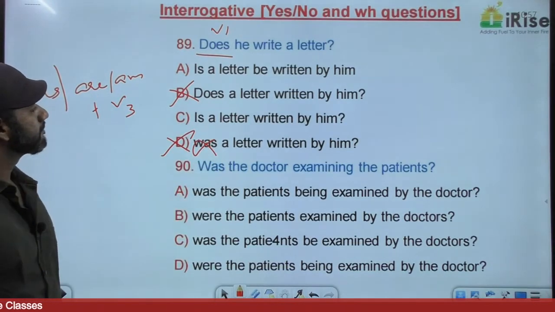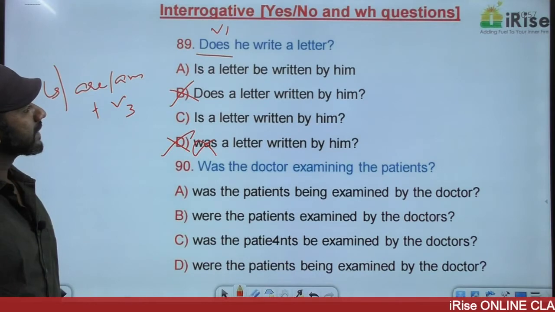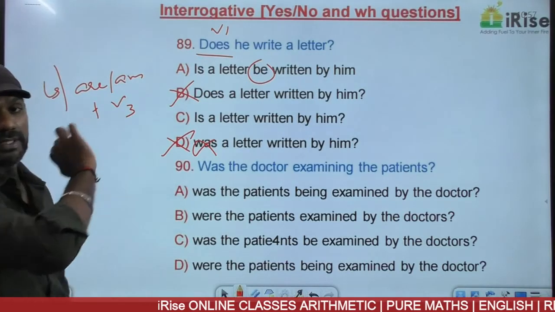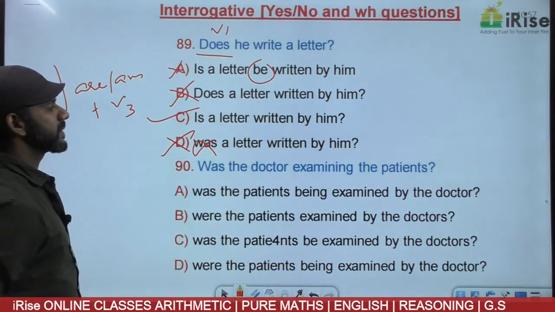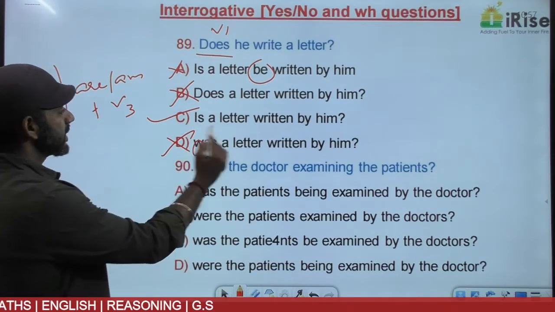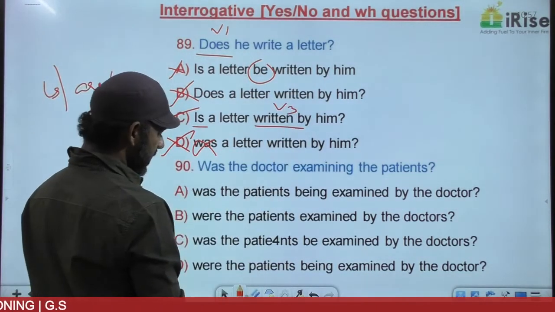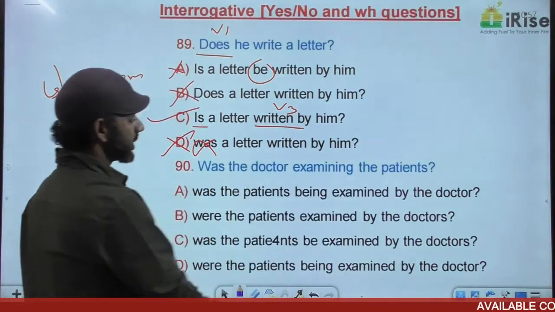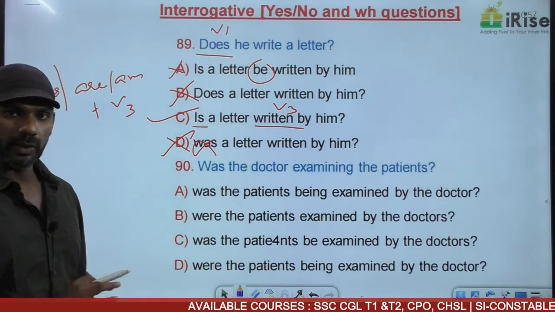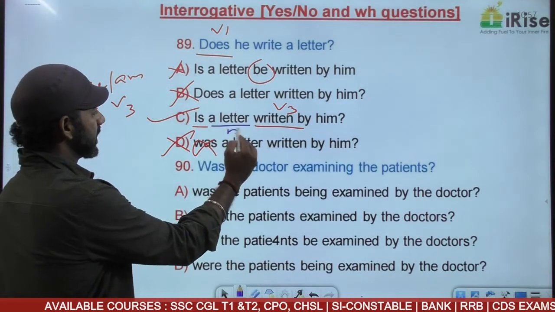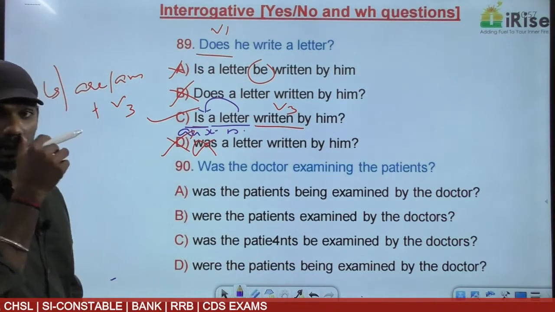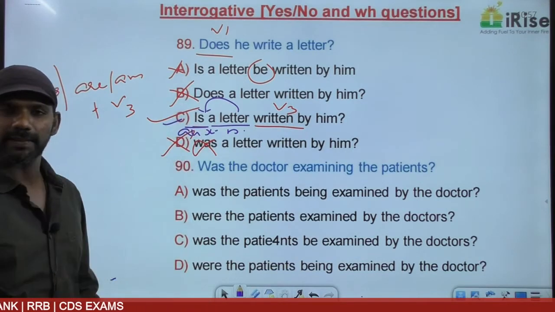Fine. Come to A. Is a letter be written by him? What is extra here? Be is extra here, which does not come in the structure of simple present tense. Eliminated. The answer must be C. Now come to C. Is a letter written by him? Question mark. Is a letter written is is plus V3, simple present passive voice. This is an interrogative sentence. The auxiliary verb must come before the noun or pronoun. A letter is the noun here. Is is the auxiliary verb here, coming before the noun. Grammatically correct. The answer must be option C.